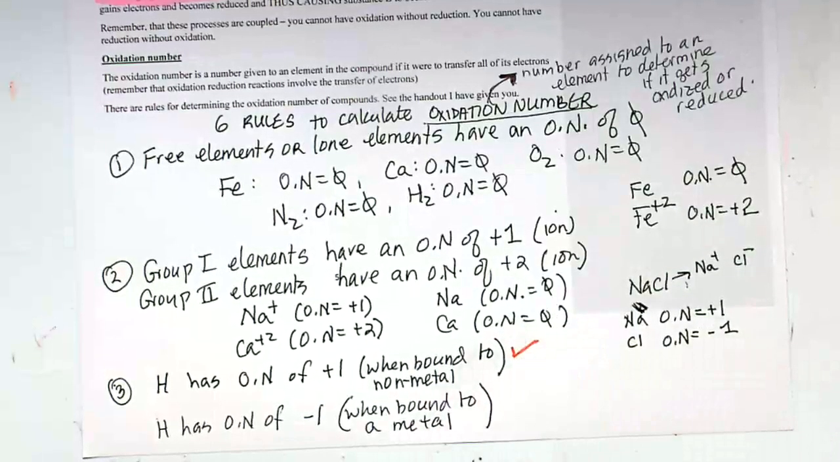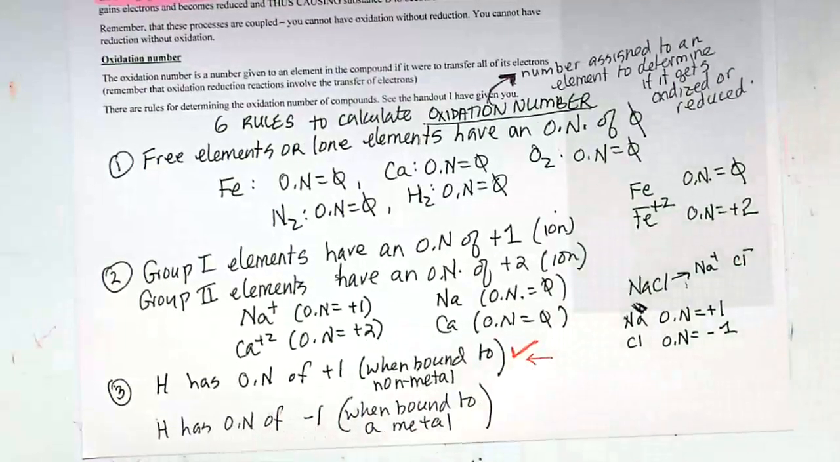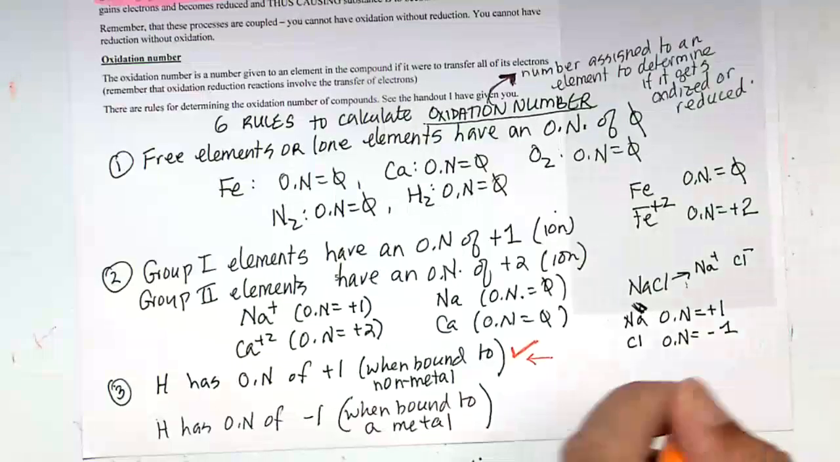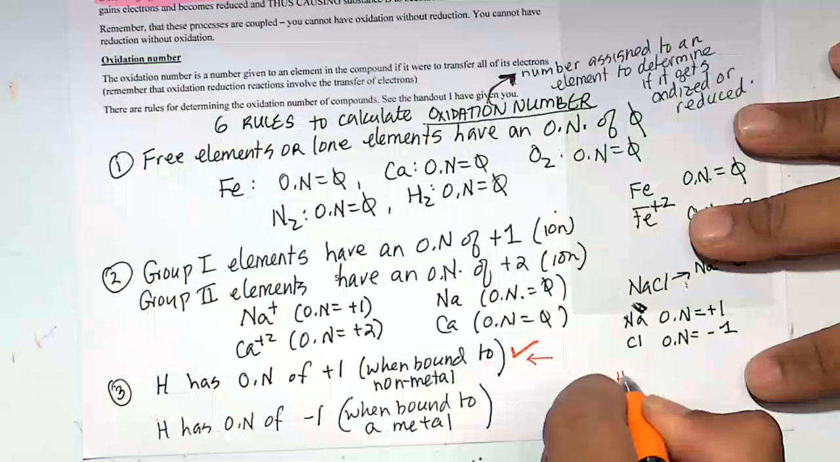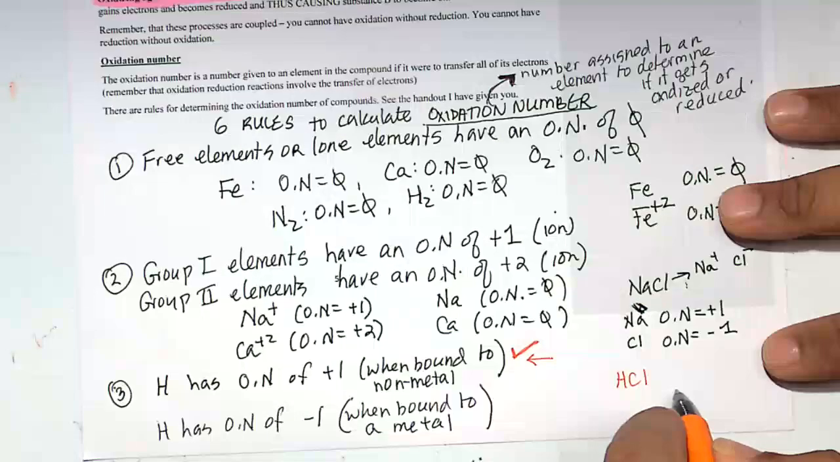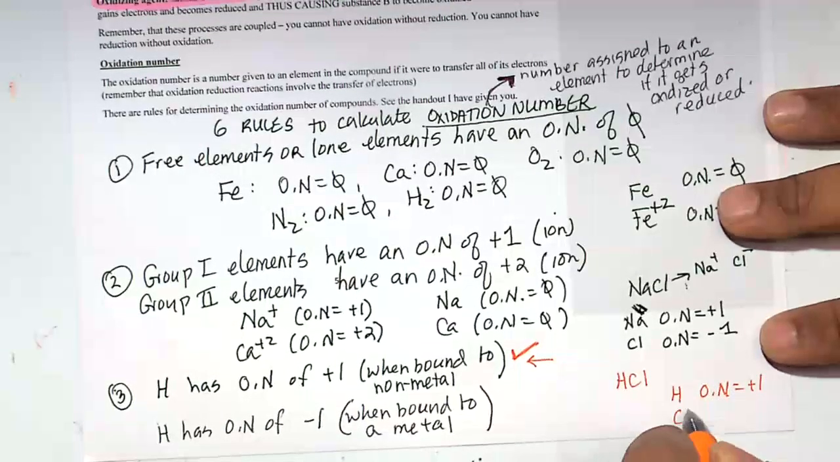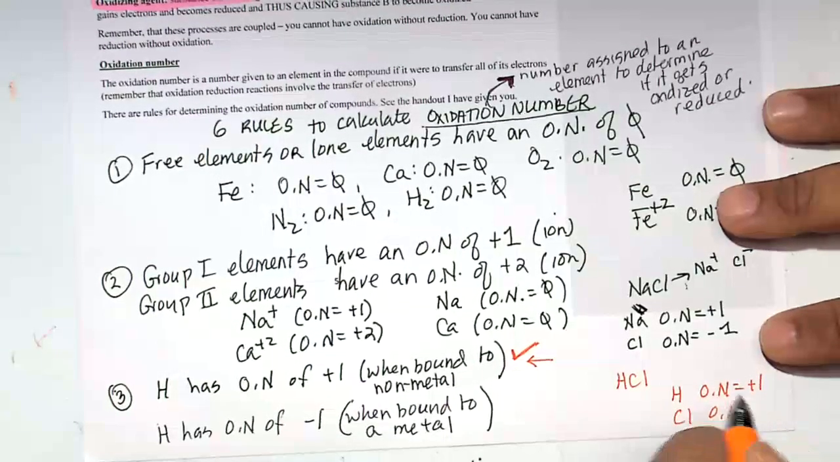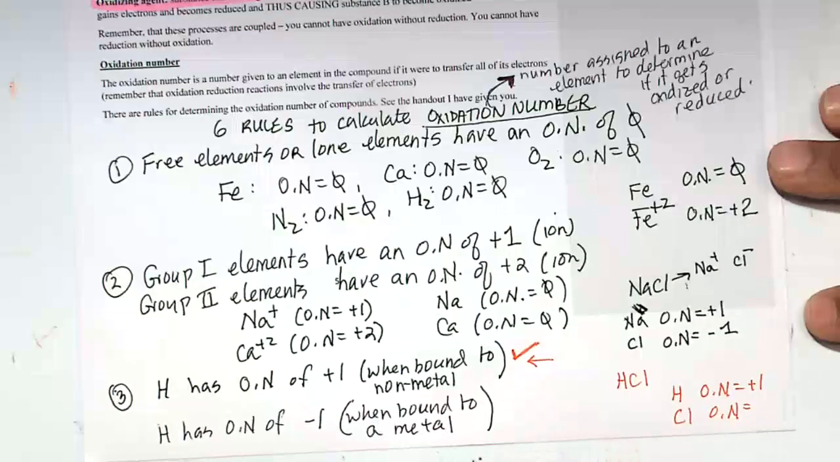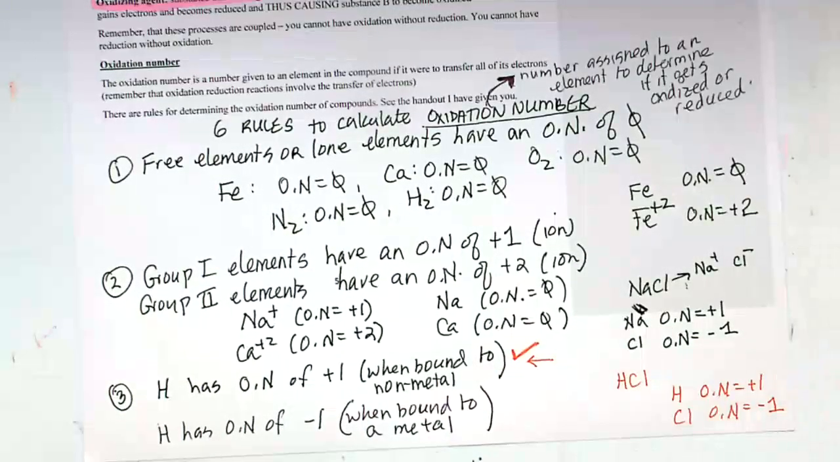But this is the one I'd like for you to know. Right there. Okay. So what's the oxidation number of hydrogen in hydrochloric acid? +1. Okay, what's the oxidation number of chlorine to form hydrochloric acid? -1. Okay, it will be the same as the ion, -1.